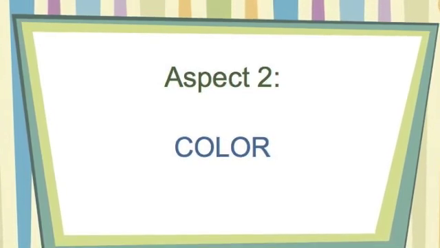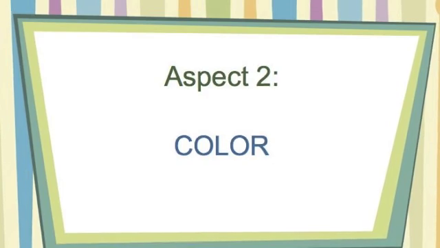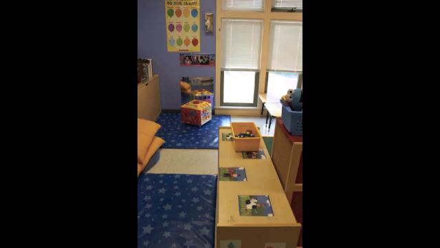Aspect 2 is color. Color can be influential in both positive and negative ways. Improper use of color can overstimulate and confuse children. Appropriate use of color can create a mood and reflect children's communities. Additionally, color can be used to define space and increase spatial awareness in young children.